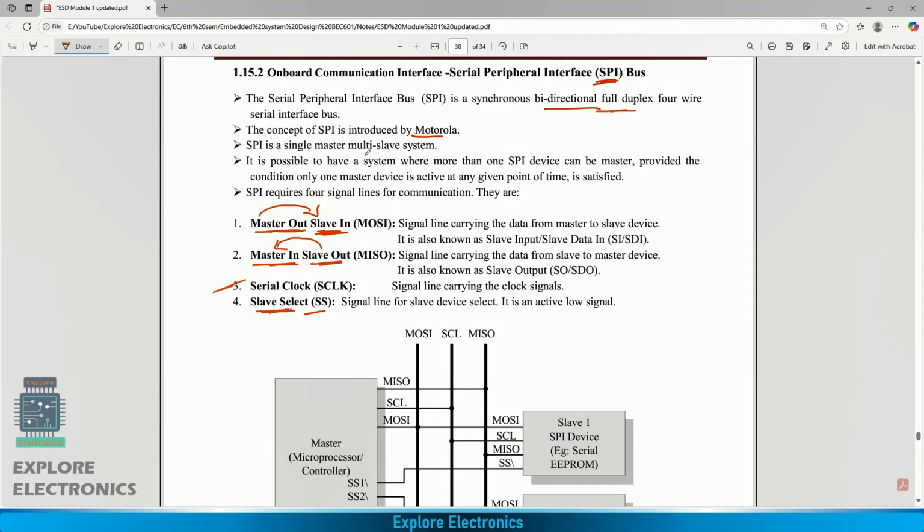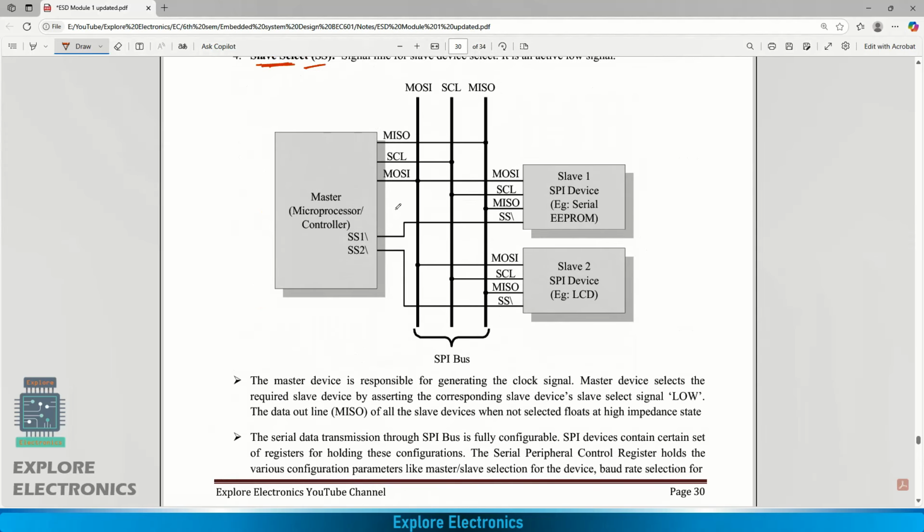SPI was introduced by Motorola and it can be a multi-master and multi-slave system. Okay, you can see the diagram here. It is similar to the diagram we saw for I2C, but here there are 3 signals for communicating and 2 signals for selecting the slave. If SS1 and SS2 are properly chosen, whether this slave or that slave has to be selected, depending on that the slave devices will be active. The master is responsible for generating this SCL clock, similar to the clock we have seen, and the master selects the required slave by asserting the slave select signal SS1 or SS2.